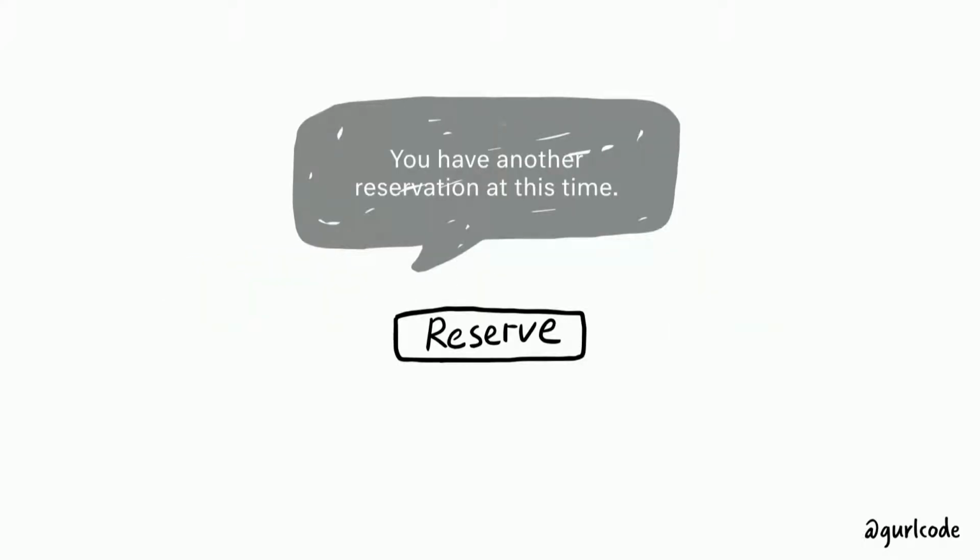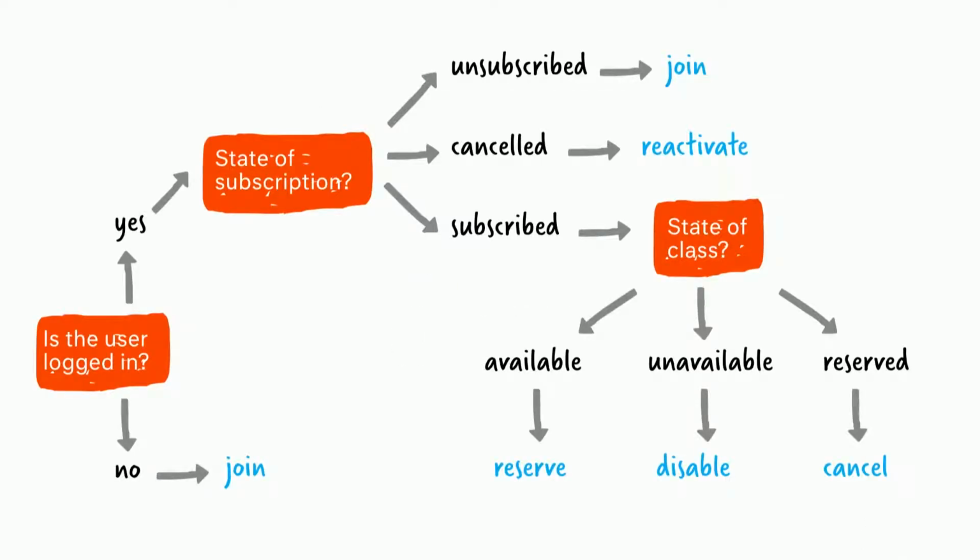And it has 3 different behaviors. So it might open a modal, it might link to another page, or it might show a tooltip. And to correctly determine which CTA to show you, this is all the information that I need to know. So is the user logged in, yes or no? What's the state of the user's subscription? Subscribed, unsubscribed, or canceled? And what's the state of the class? Is it available? Is it unavailable? Was it already reserved?